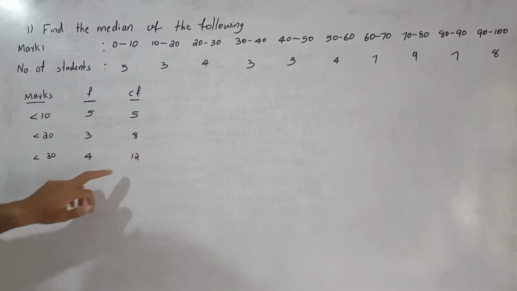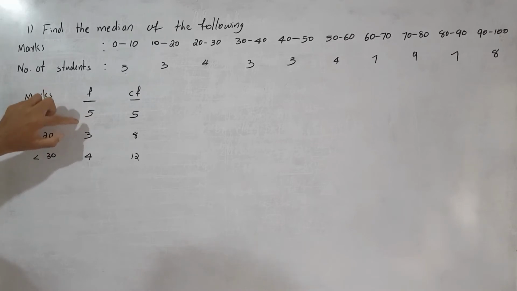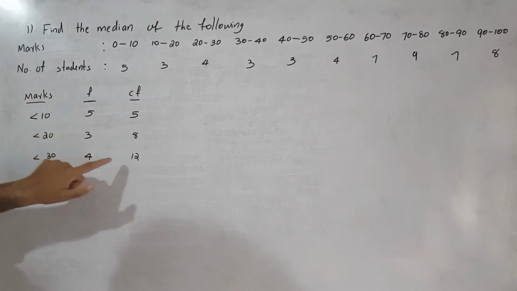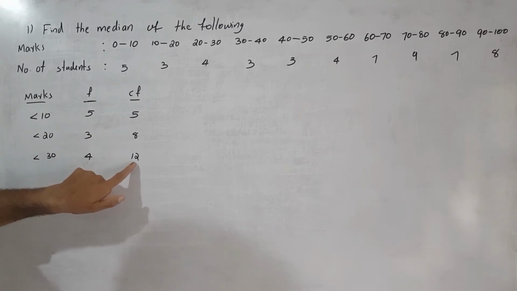How do we get CF? CF is 5 plus 3 plus 4, which is 12. What is 5 plus 3 plus 4? That is what we get as 12.